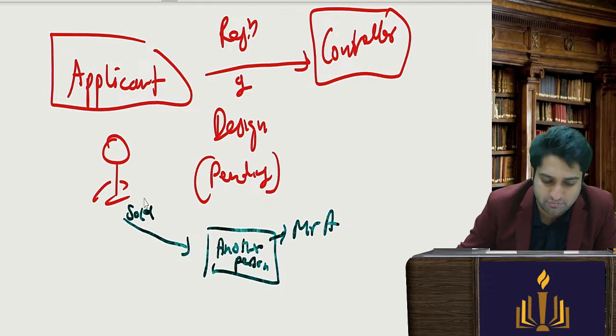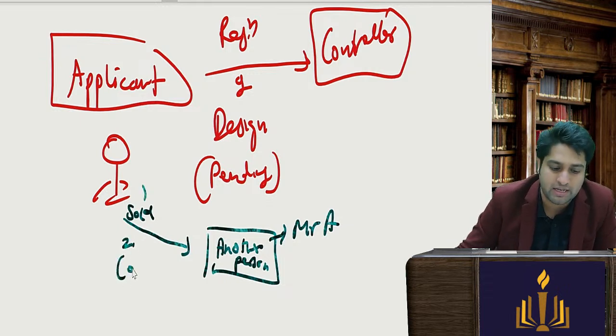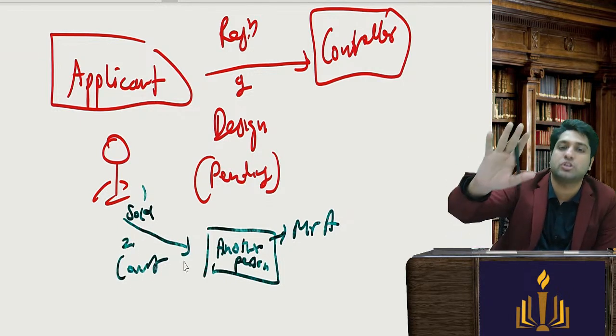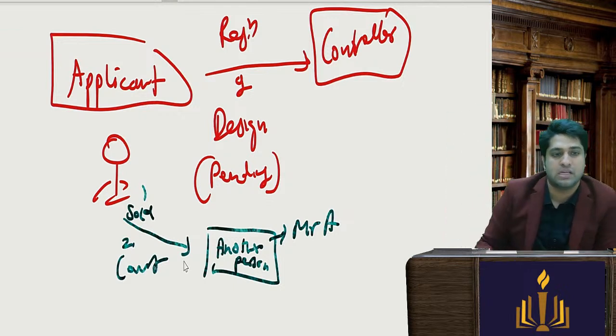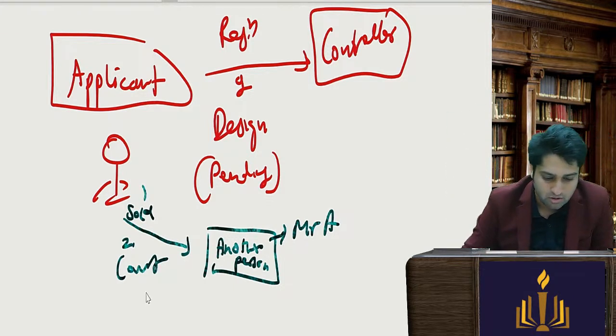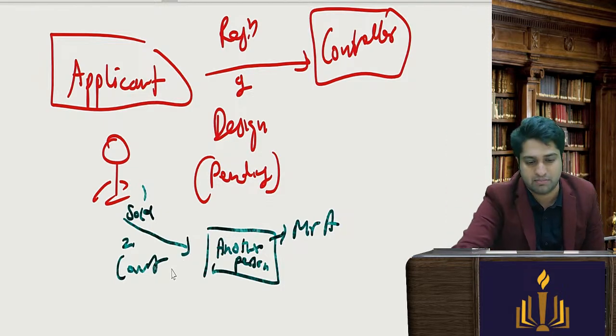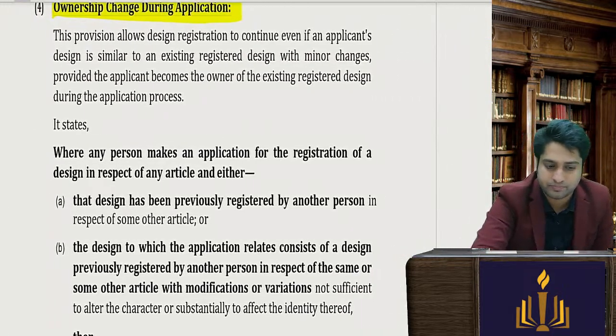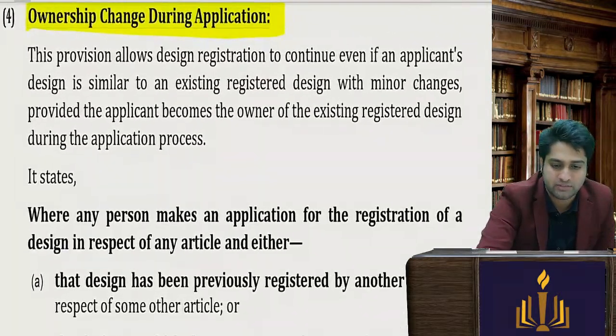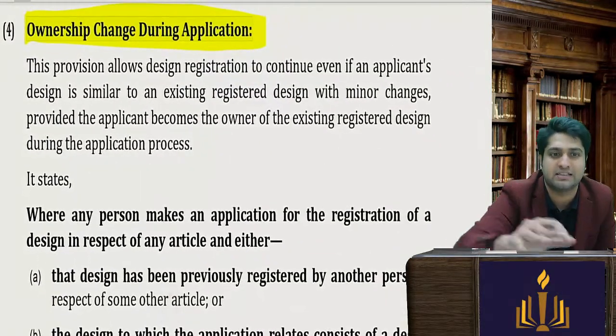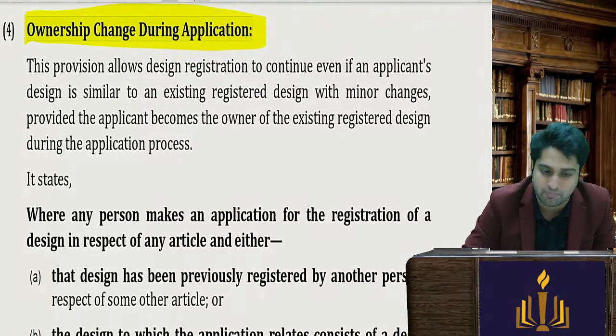Or second scenario they've covered, by a court case, we came to know that, listen, you're not the sole owner, you're a joint owner. So we will again switch. Or the court said that remove this guy's name and put his name. So that also can be done. Let's read. Ownership change during the pendency of the application.